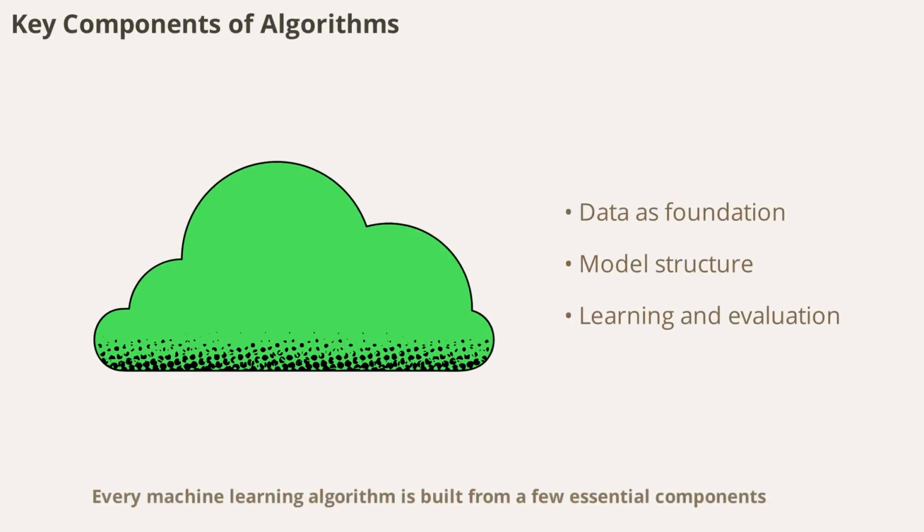Every machine learning algorithm is built from a few essential components. These include the data, the model, the learning process, and the evaluation method. The data provides the foundation, the model represents the mathematical structure, the learning process adjusts the model based on data, and evaluation checks how well the model performs. Understanding these building blocks is crucial for grasping how algorithms work and why they succeed or fail in different scenarios.